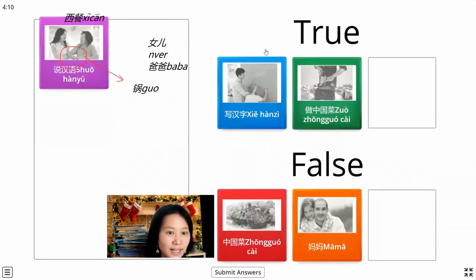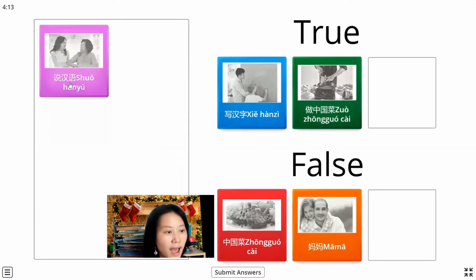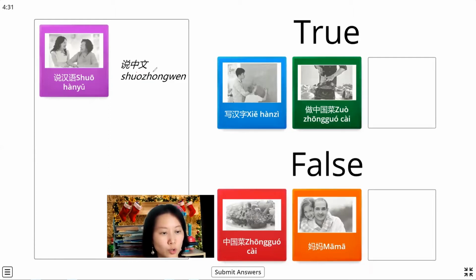对. The last one is 说汉语. 说 means to speak, to talk. 汉语 is Chinese. To speak Chinese, we say 说汉语. We can also say 说中文. 说中文 and 说汉语 have the same meaning, just to speak Chinese. And these two people, maybe they are Chinese, so they 说汉语, no problem. Yes, this one is true.